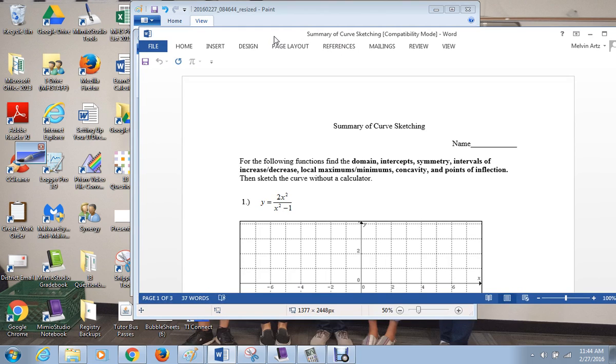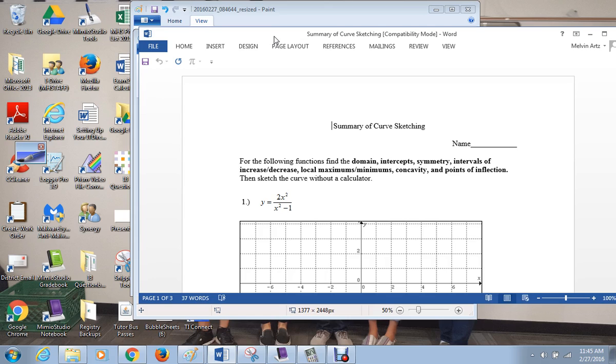Here we have, for the following functions, find the domain, intercepts, symmetry, intervals of increase, decrease, local max and mins, concavity and points of inflection. Then sketch the curve without a calculator. I encourage you to do this without looking at the function before you try to sketch the graph. It is a little bit challenging, but you'll get much better at this much quicker if you don't look at the function first before you try to graph it.